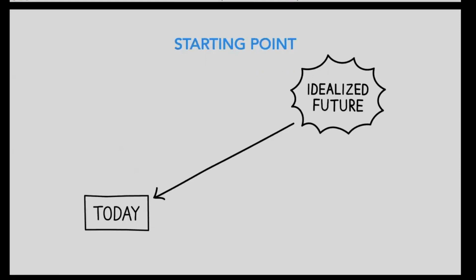So seeing, but if you can start with the future and then work back to today, it's a lot more powerful than if you start with today and move forward into the future. So for instance, here's an exercise that we have.